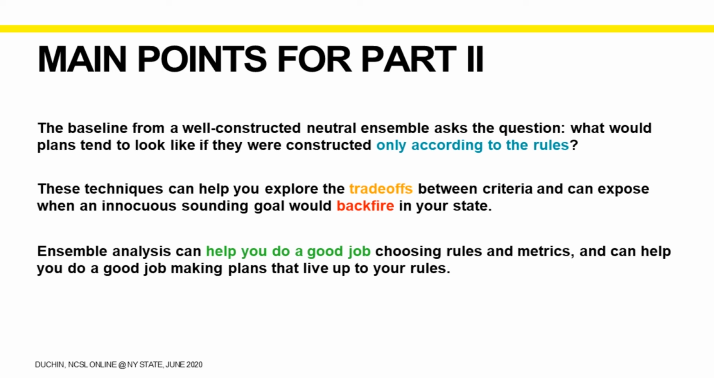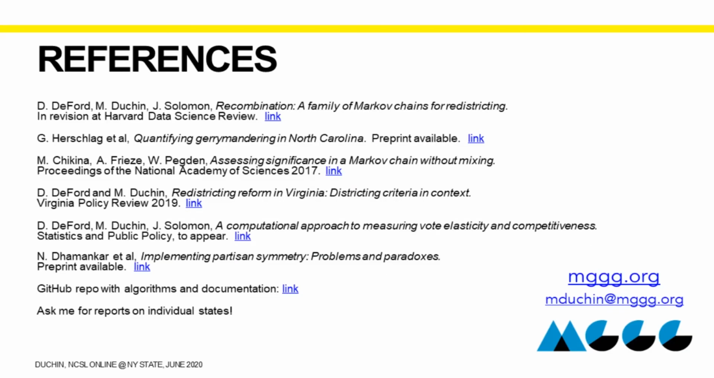Okay, so what were my basic points? If you take these ensembles, they show you what plans would tend to look like if they were constructed only by the rules that you set out. Not a uniform set of rules for the country, but your rules and your priorities. So these techniques help you explore trade-offs, to help you look for problems where some score might backfire in your state. And so overall, I think they can help you do a good job choosing rules, choosing metrics, and making plans that live up to your own goals and priorities.